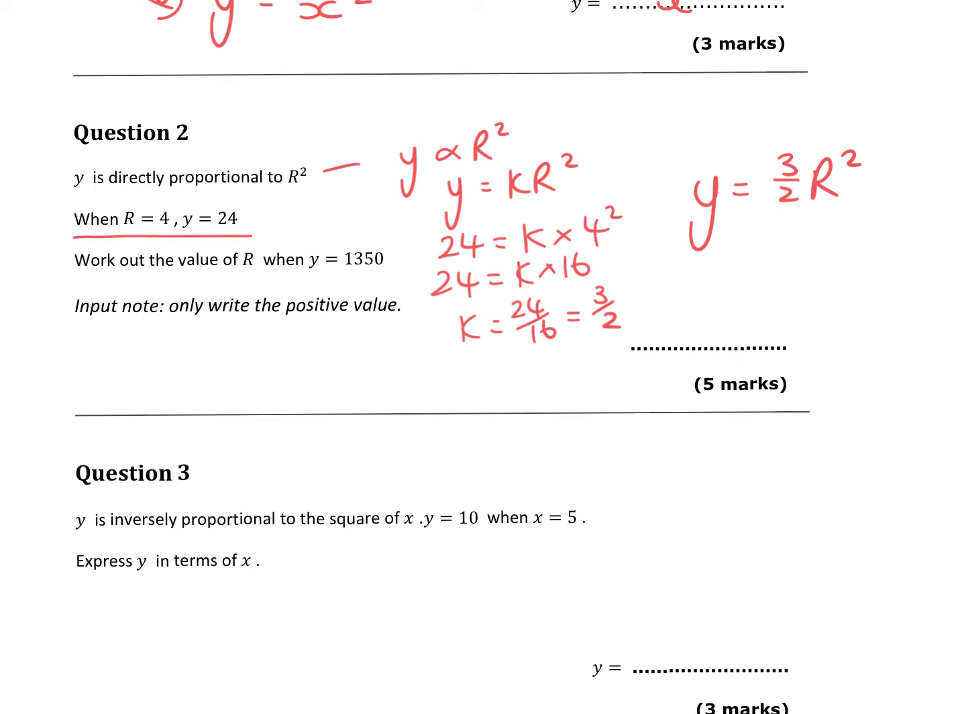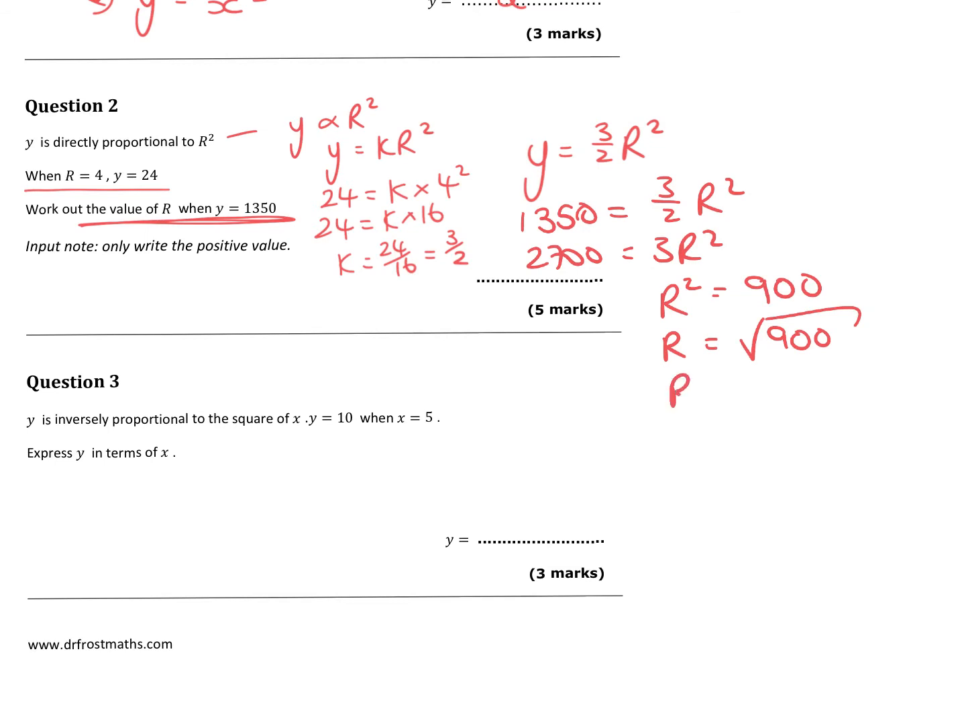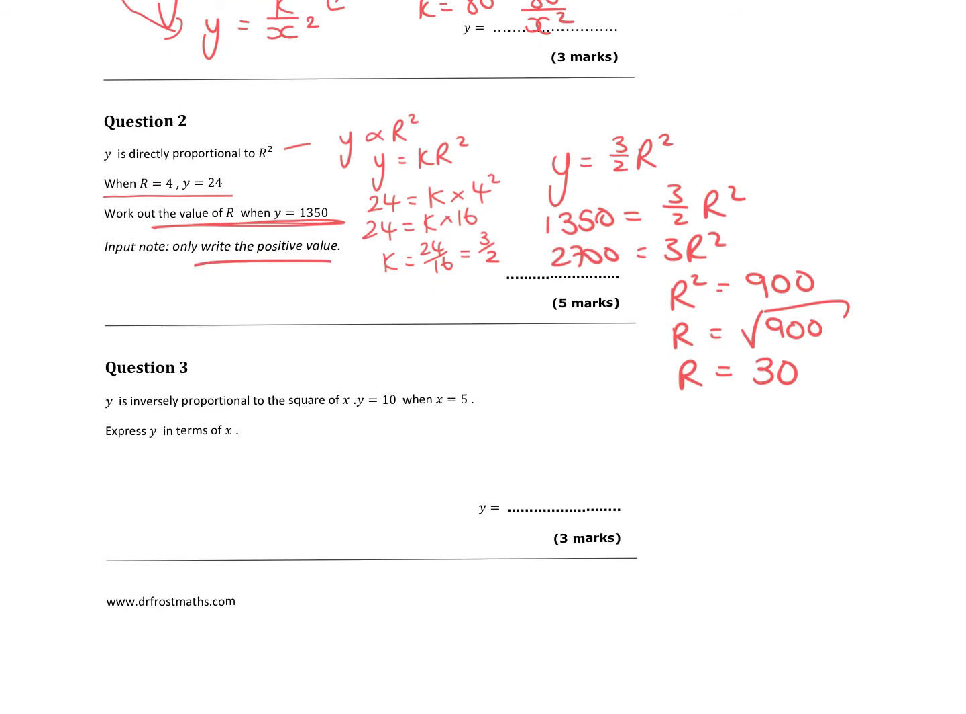And the question says, work out the value of capital R when y equals 1,350. So 1,350 equals 3 over 2 r squared. So if I double that and divide by 3, r must be the square root of 900. So r must be 30 or minus 30. Mine says only the positive value, so I'm going to put the 30, but we could have also a negative 30 answer there, couldn't we? Because negative 30 times negative 30 is also positive 900.